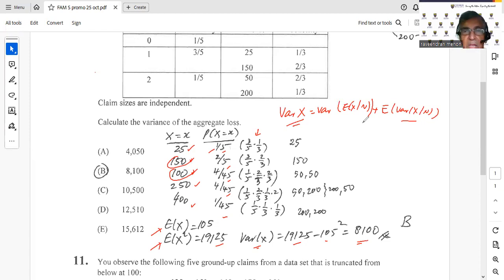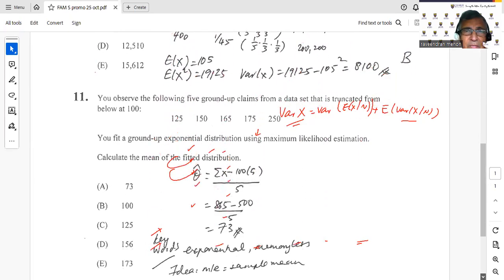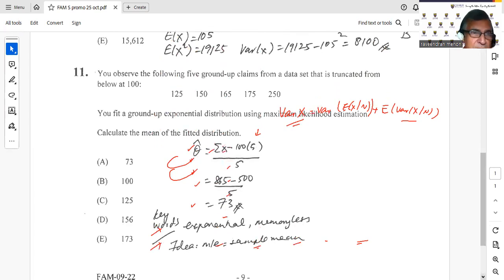Once you're done with that, what you can do is look at question number 11. I won't be talking about question number 11 anymore because it's a very simple problem. You can read the question and see it's a pretty straightforward thing.